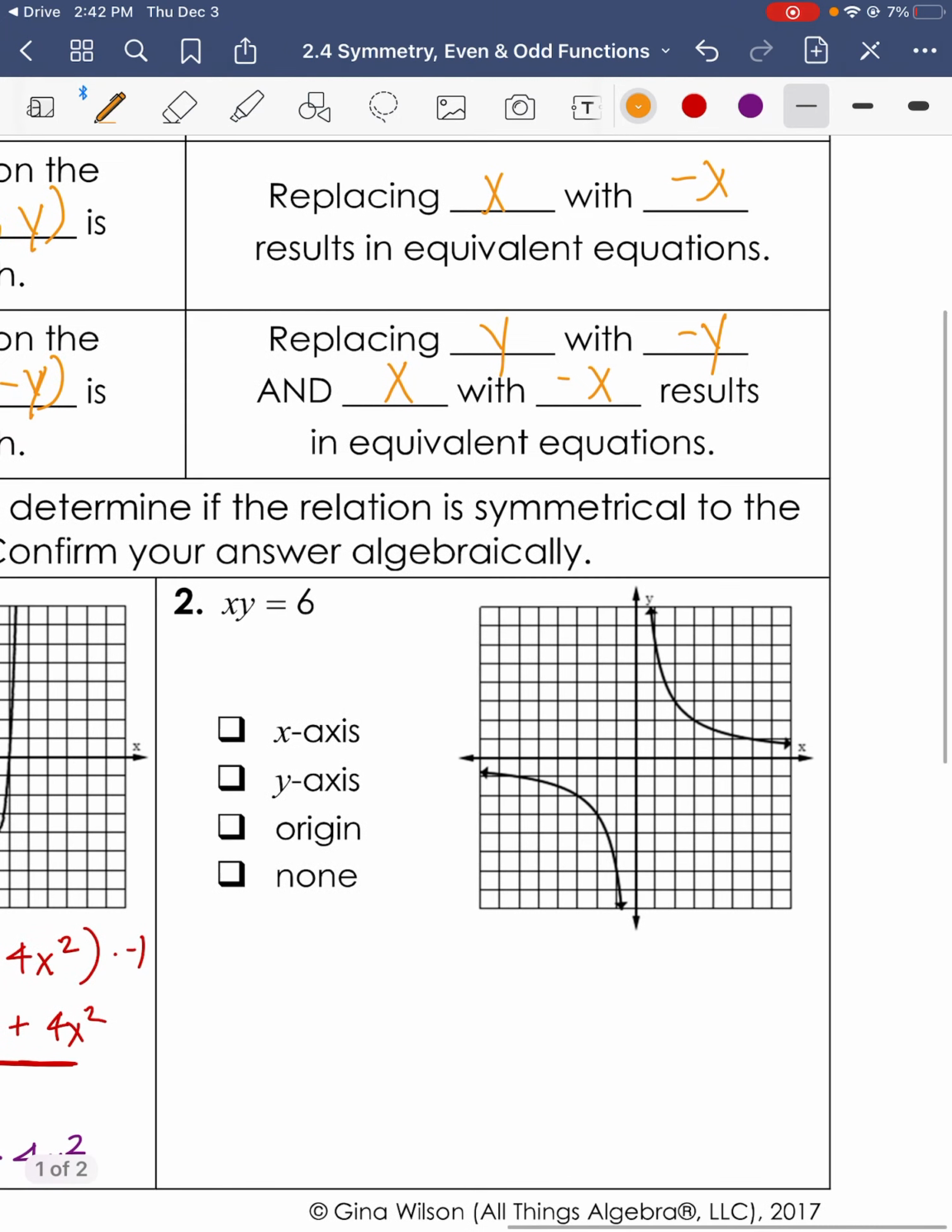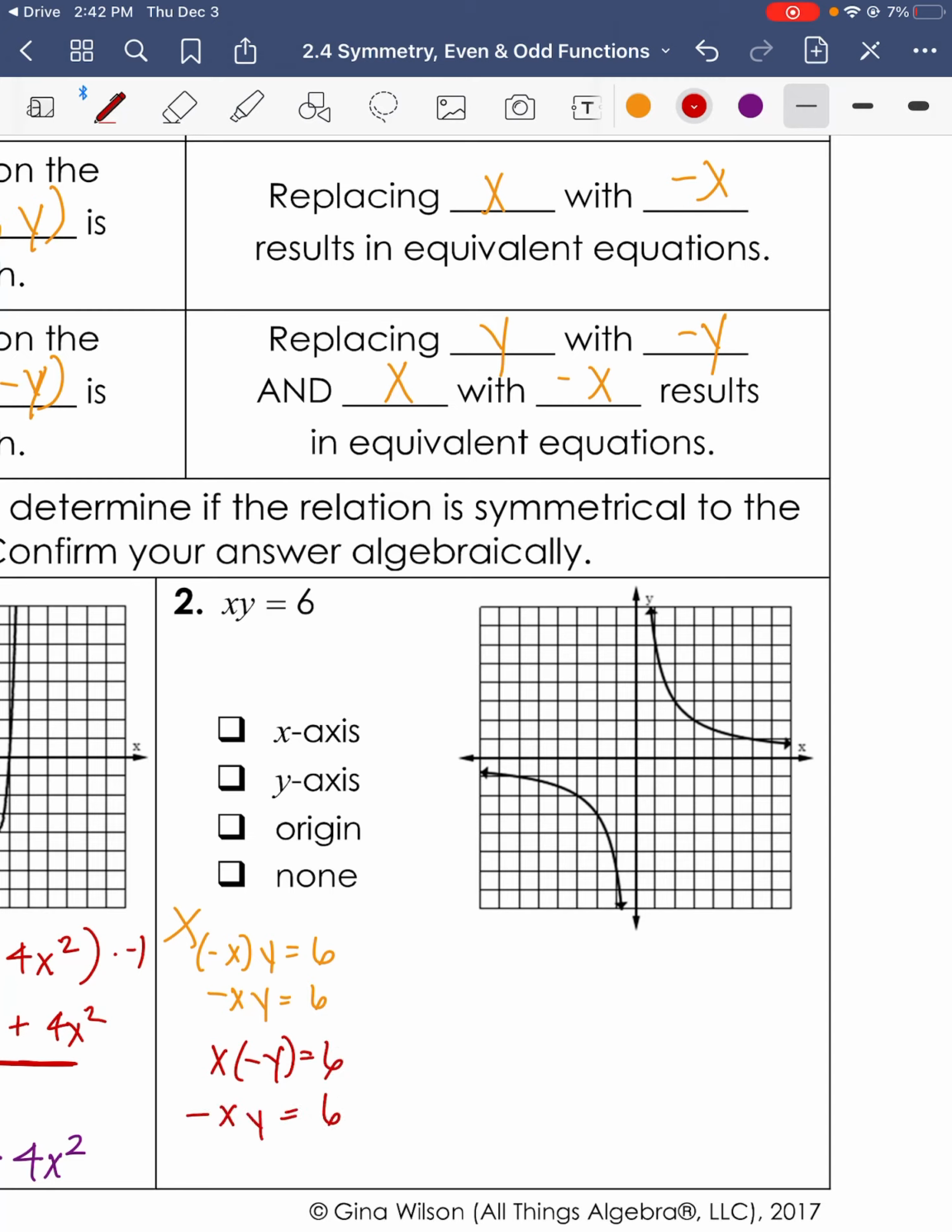All right. Number 2, let's replace x with negative x. So we have negative x times y is equal to 6, and that just makes negative xy is equal to 6. There's no symmetry about the y-axis there. It's not equal to the original equation. Let's try about the x-axis. We have x times negative y is equal to 6, and we also get negative xy is equal to 6. There is no symmetry there. It's not equal to the original equation.